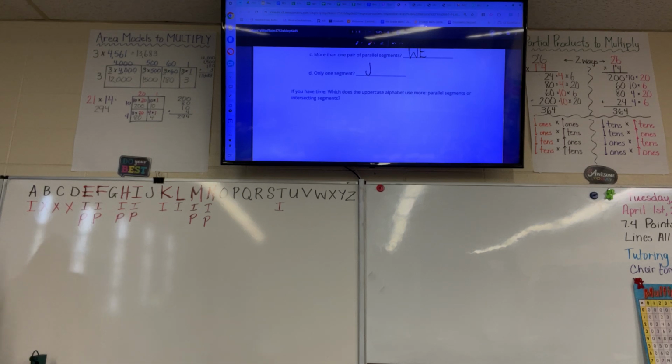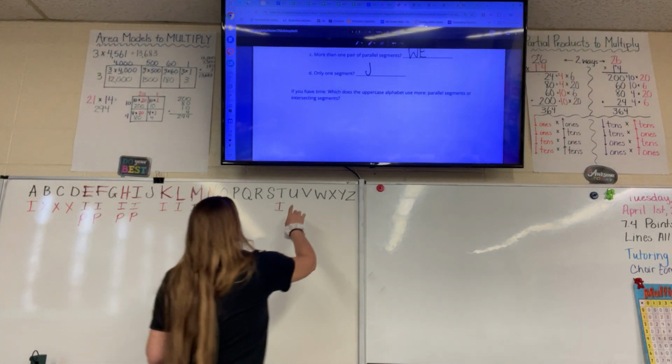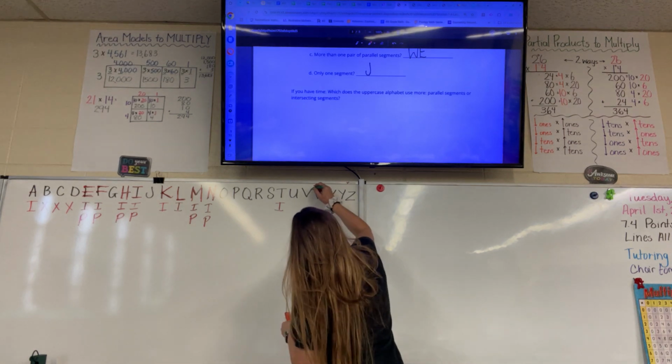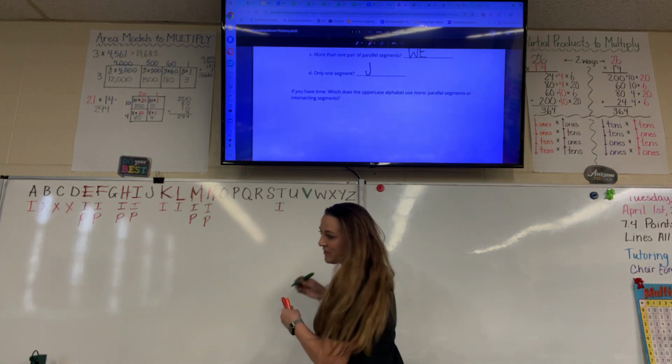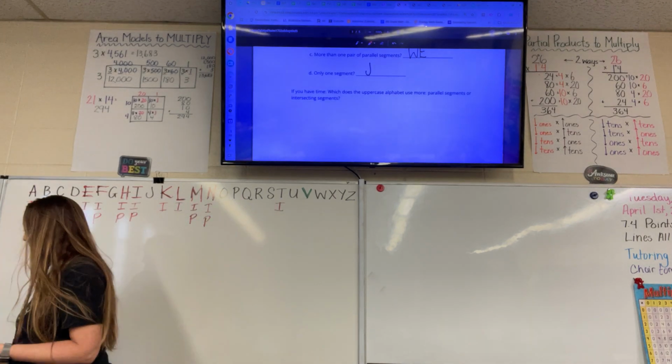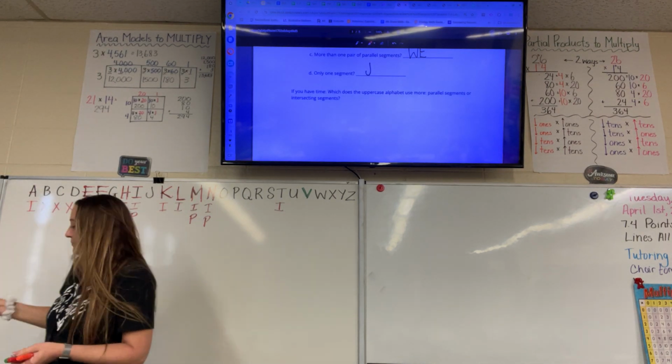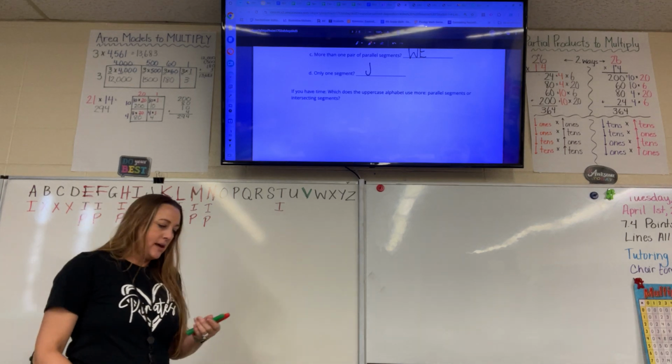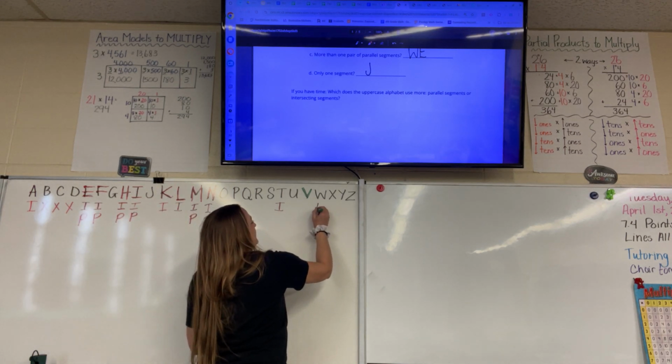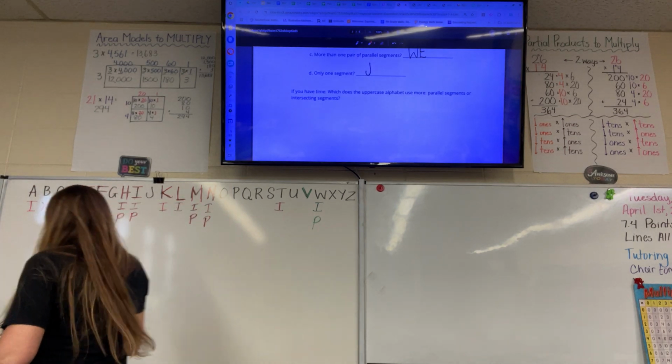All right. What about V, Cameron? So the choices are parallel, intersecting, both, or neither. So no, it intersects right here. So this line segment intersects with this line segment. They cross. That's what intersecting means. Okay? And then W. Yep. We just talked about that. Does intersecting and parallel. And then X.